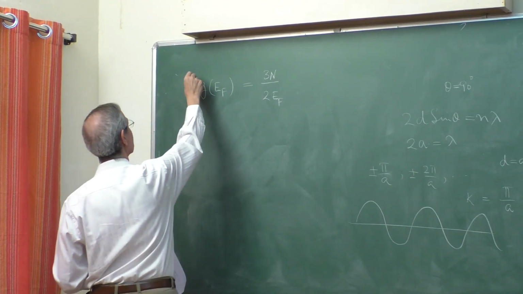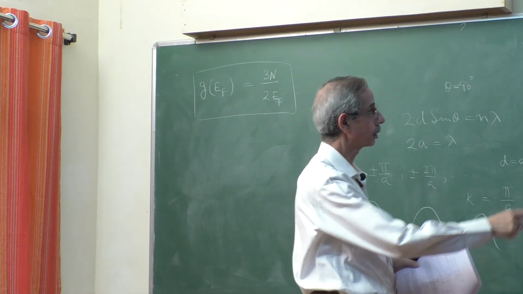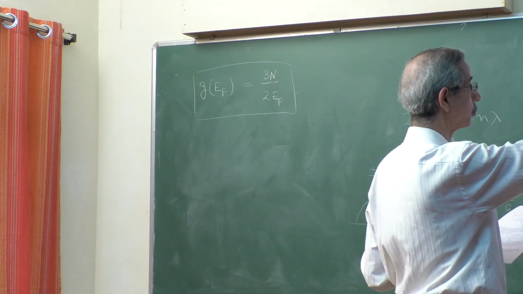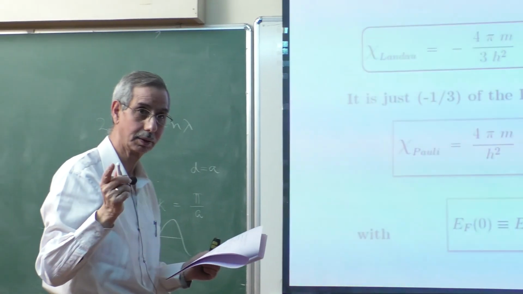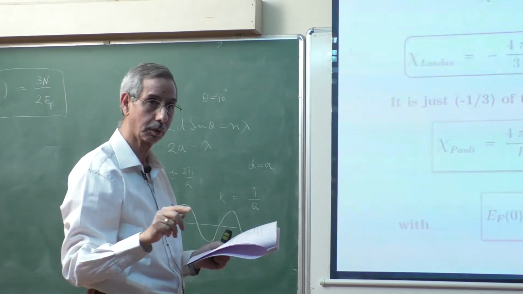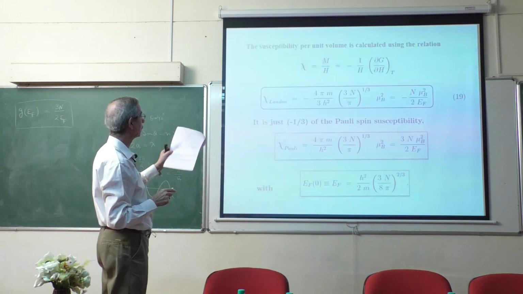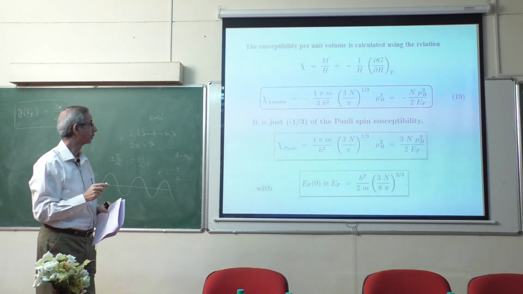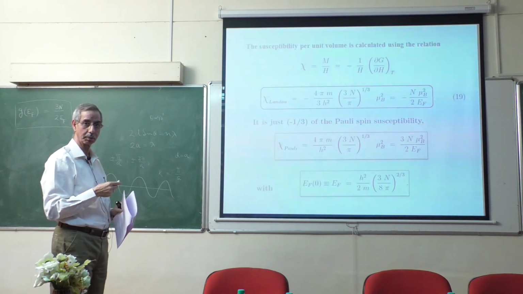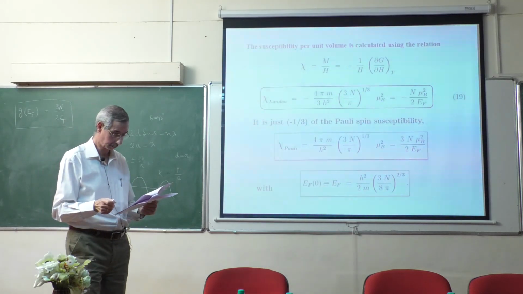This is the relation from free electron theory. If you substitute that here, you will get your usual thing. This will be simply minus 1/3 of the Pauli susceptibility, which was nothing but mu_B squared into g(E_F). So the Landau diamagnetic susceptibility is roughly 1/3 of the Pauli spin susceptibility. There, of course, is a minus sign because it's diamagnetic, whereas for Pauli you have a positive sign.